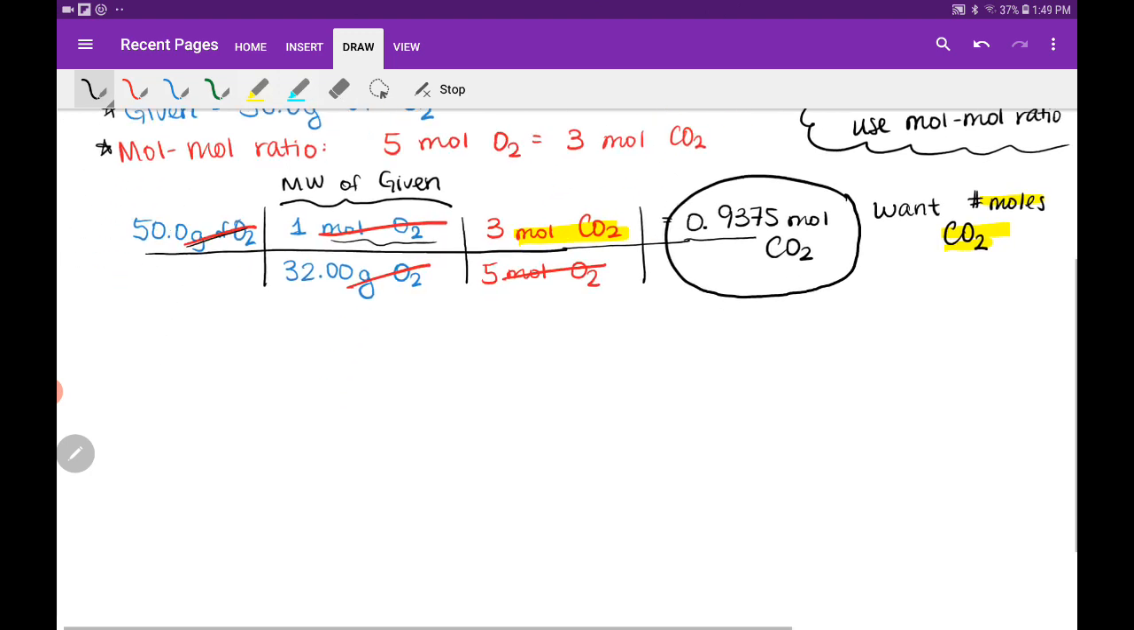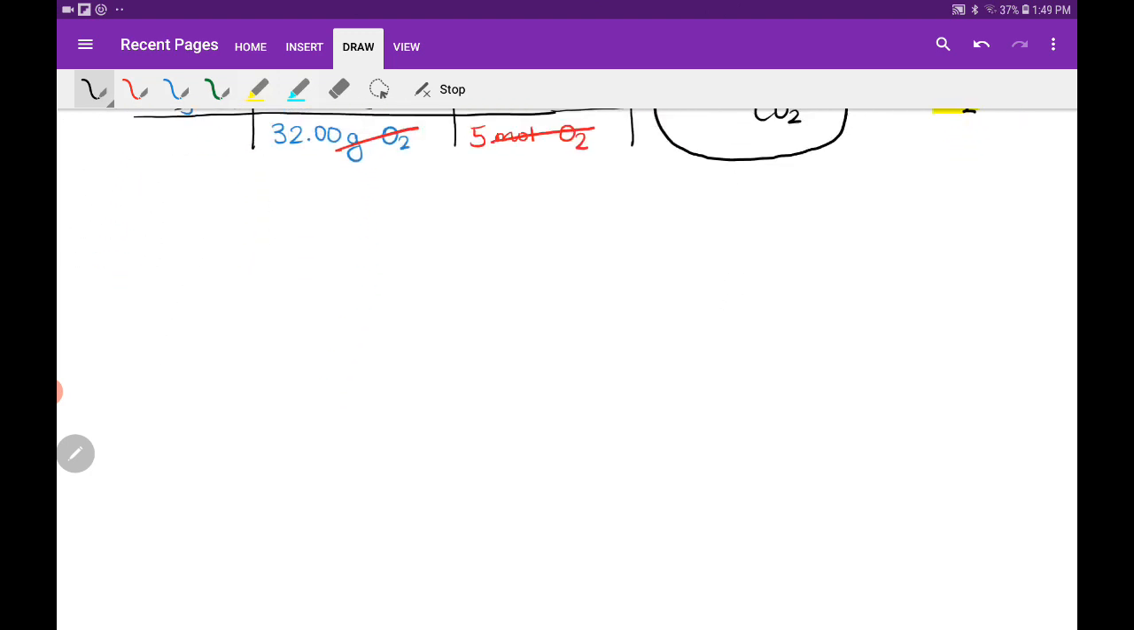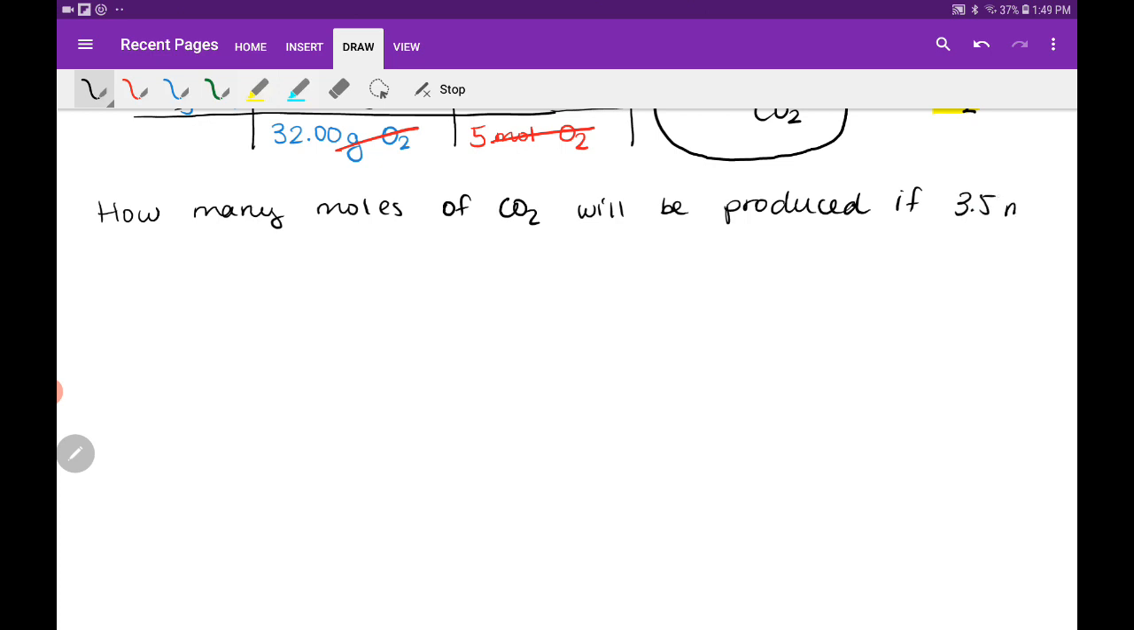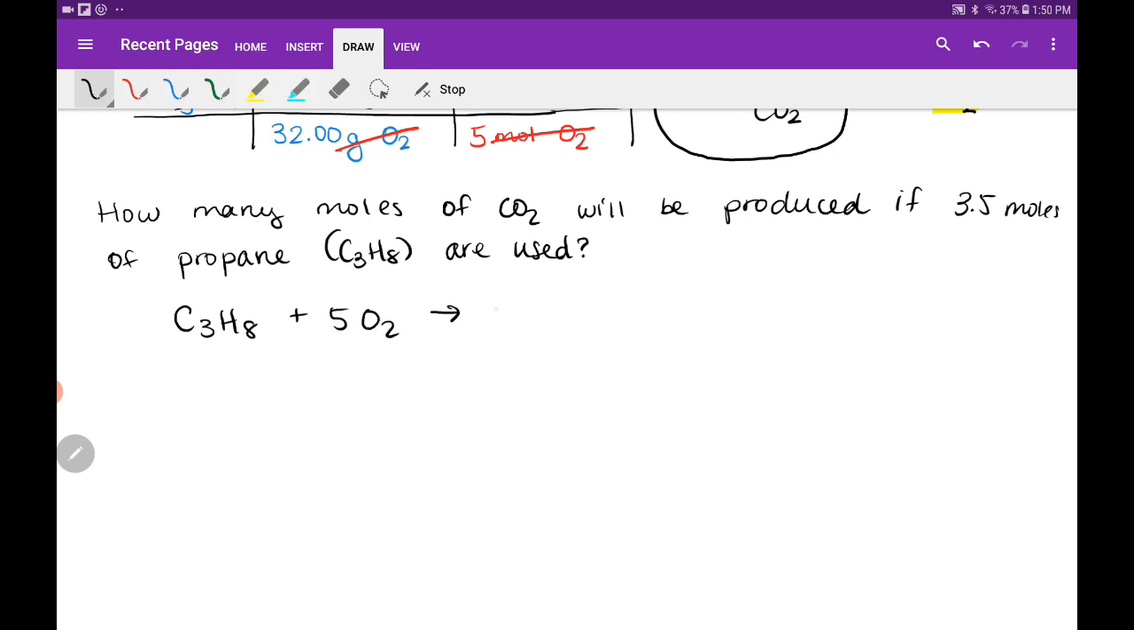So let's use the same equation, but a different example. How many moles of carbon dioxide will be produced if 3.5 moles of propane, which is that C3H8, are used. Okay? And just to write out the equation again, because it's really nice to have. Nobody memorizes these things. It's 4H2O plus 3CO2.